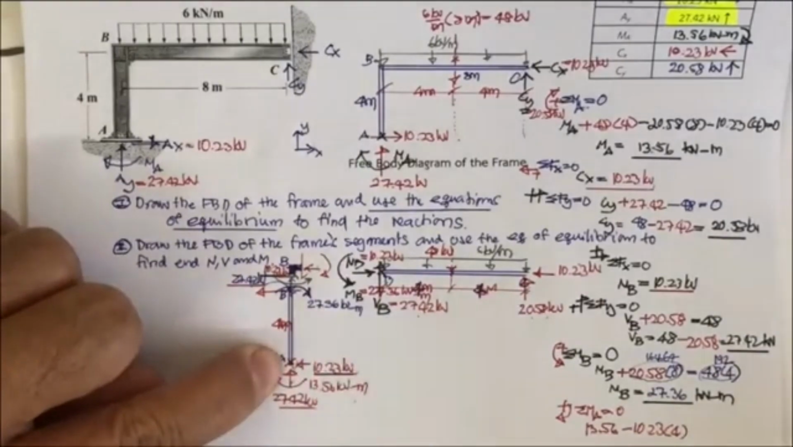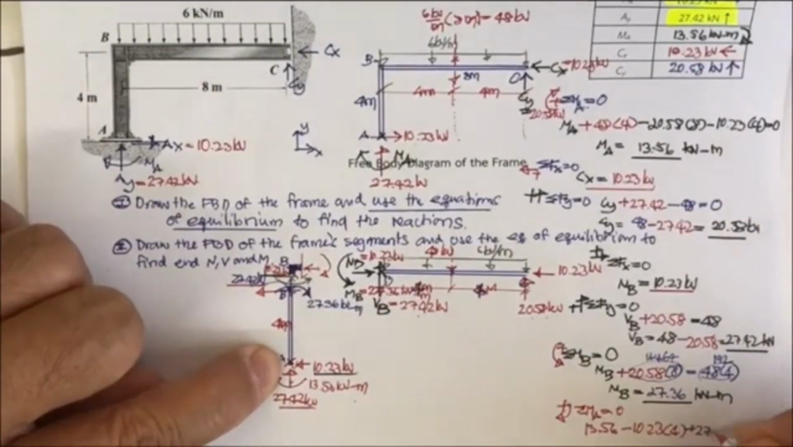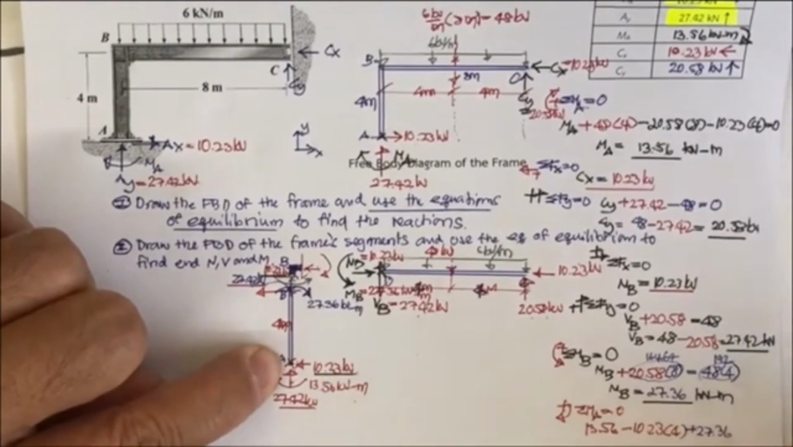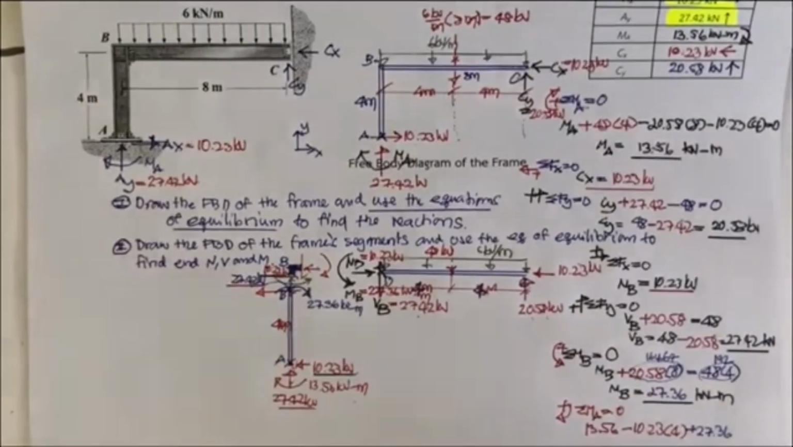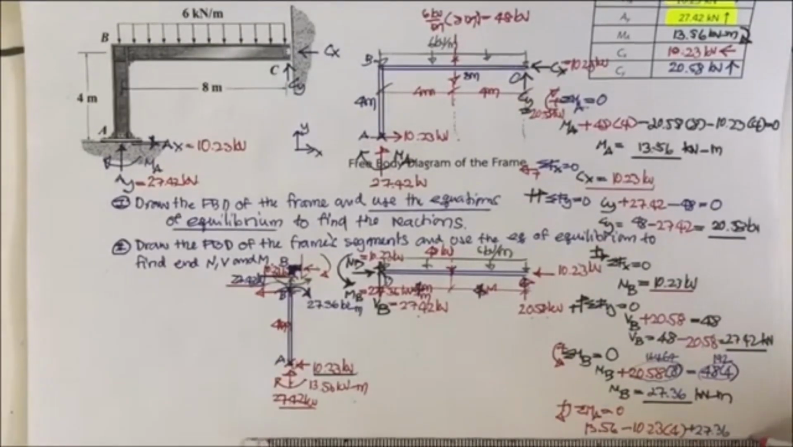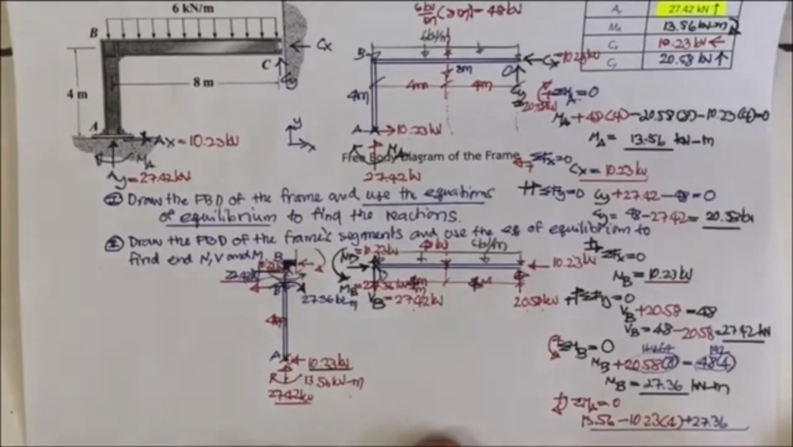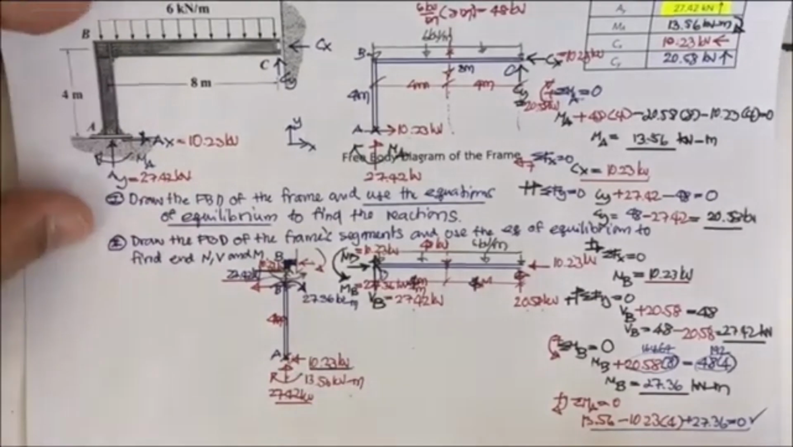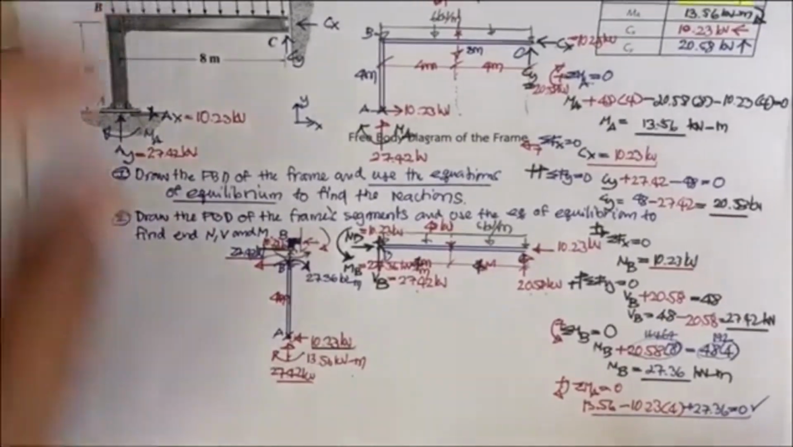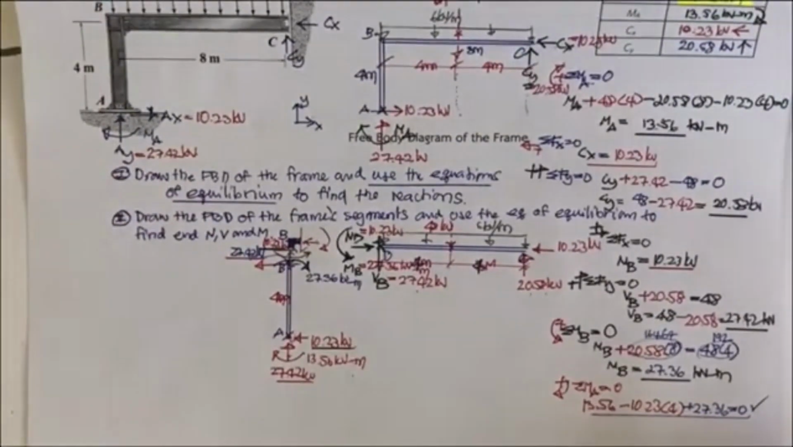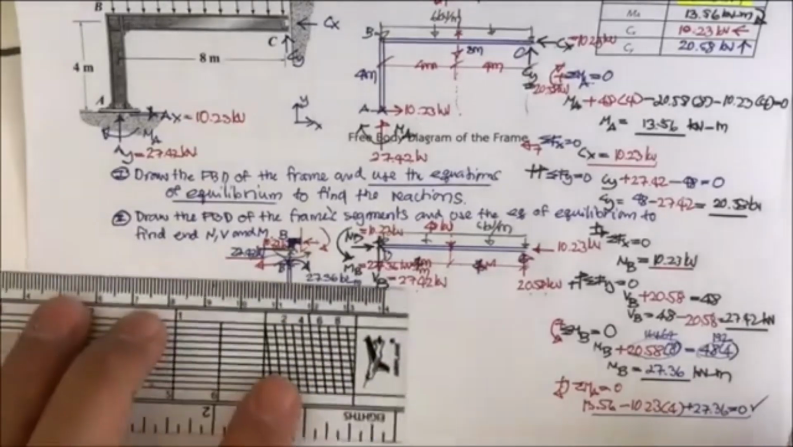This moment, the 27 plus 27.36, and if you put all this number into the calculator, you will get the result of 0, and this is in balance. So the moments you get are in balance. Now you are ready to draw the shear diagram and moment diagram.